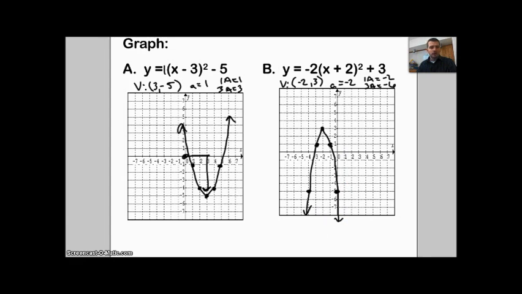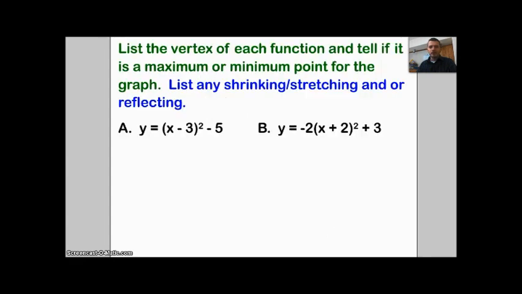All right, so we're going to do a lot more stuff with the vertex form. In this case, we're going to do maximums and minimums now, and then we'll go from there. This will be a little bit like what we did last time. And I don't like this, let's not say shrinking, let's say compressing. I don't know why that's there.